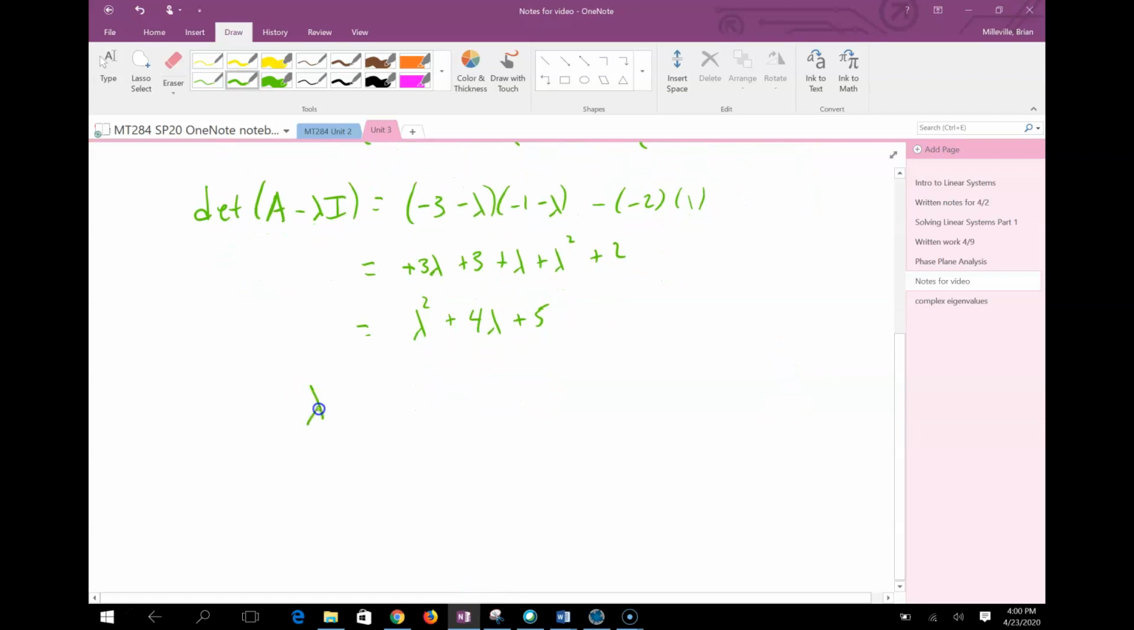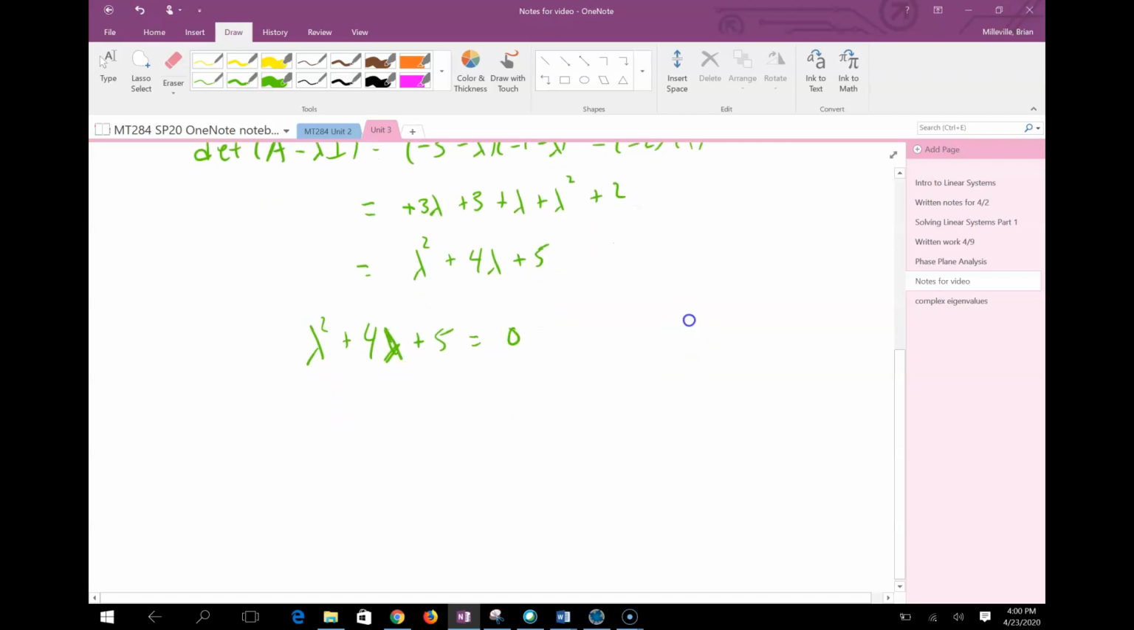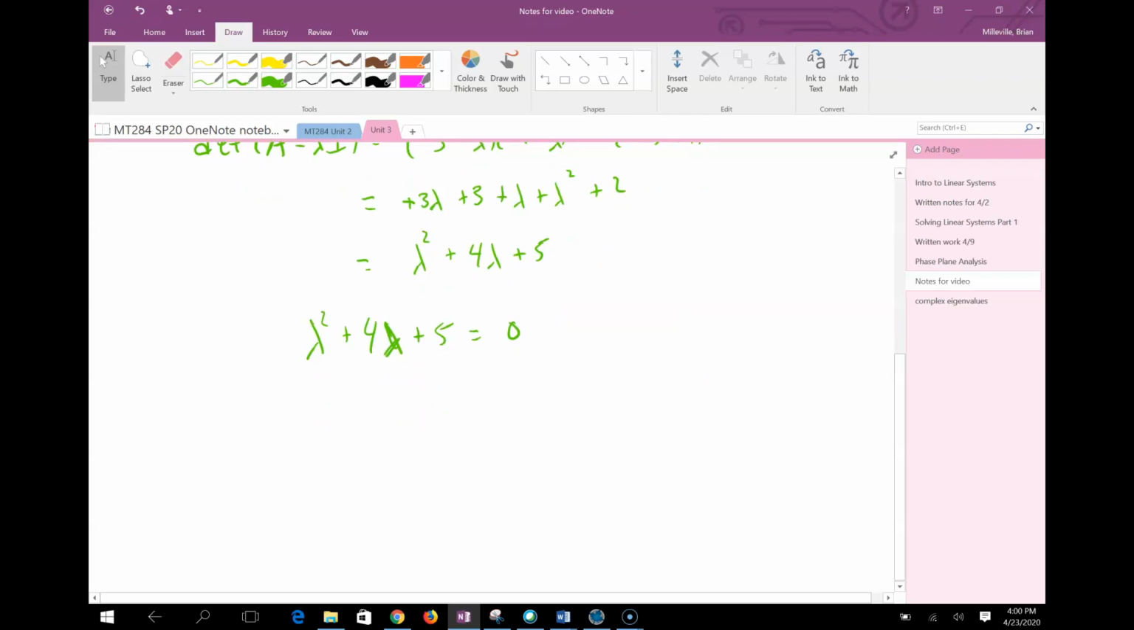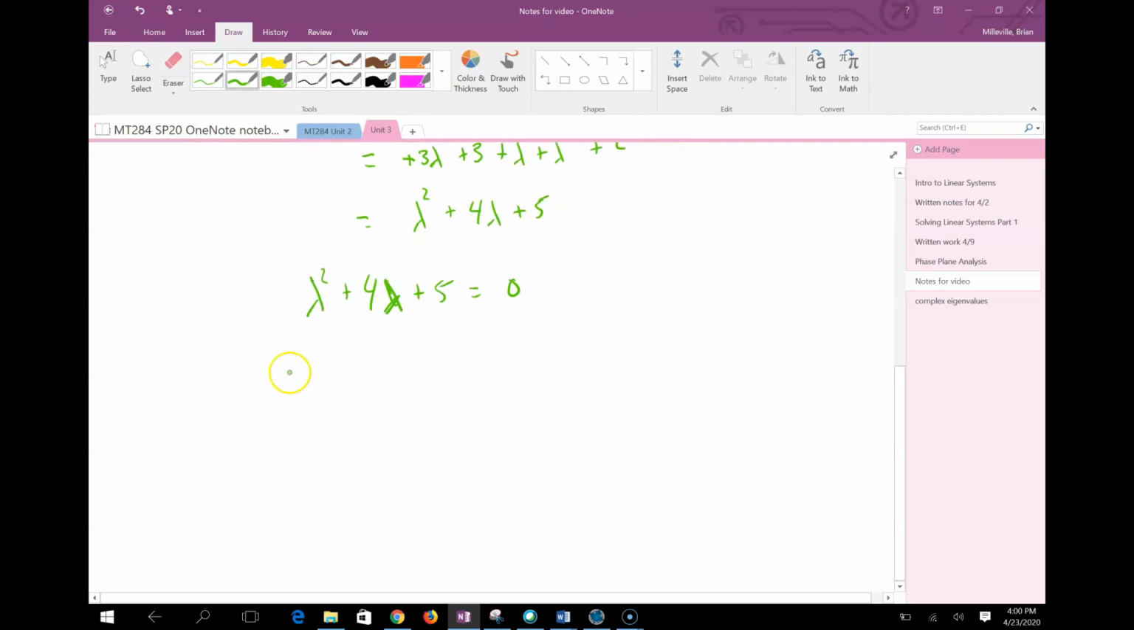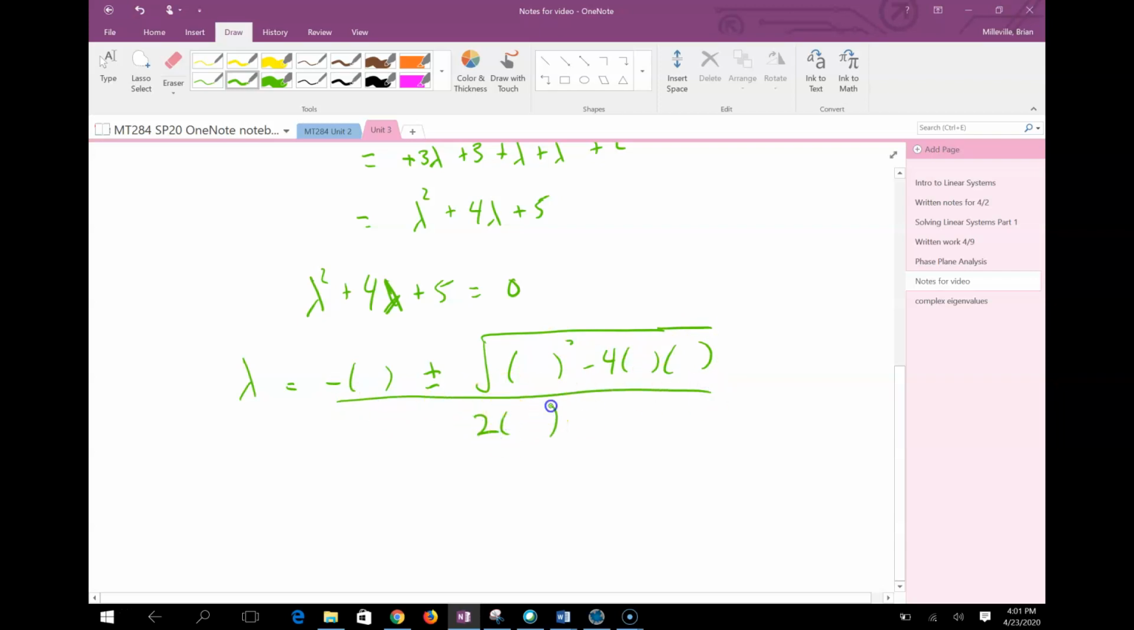To find the eigenvalues, we take that polynomial expression in lambda and set it equal to 0. As you can check, this does not factor. There are no factors of positive 5 that add up to positive 4. The only factors of 5 are 1 and 5, or negative 1 and negative 5, and those add up to 6 or negative 6, respectively. So we have to use the quadratic formula. Lambda is what we're solving for, so lambda is negative b plus or minus the square root of b squared minus 4ac, all over 2a. Let's substitute in those numbers: b is 4, a is 1, and c is 5.